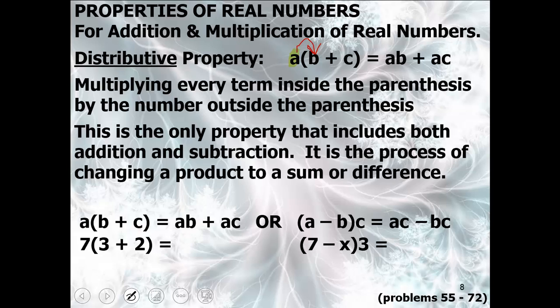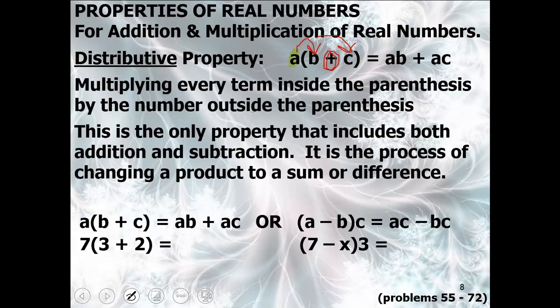If there were 10, I'd have to multiply all 10 of them by whatever number is on the outside. That's how I get A times B plus, because that's a plus, A times C. You're multiplying every term on the inside by whatever number is on the outside of the parentheses.